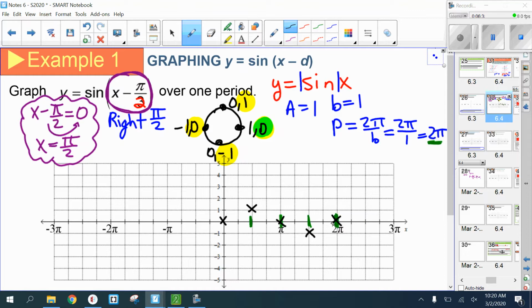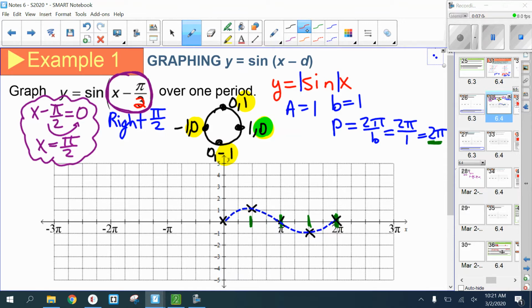Now, if you want, you can draw kind of a dotted line or a light sine curve right there. But that's not my answer. That's the non-shifted graph. My real graph is supposed to be sine of quantity x minus pi over 2, and that means I have to take all of my dots and shift them to the right by pi over 2.